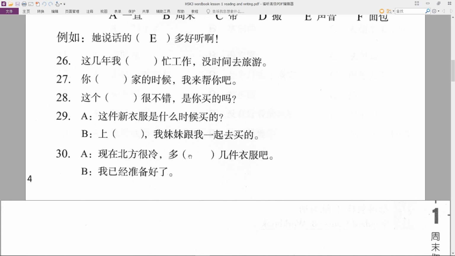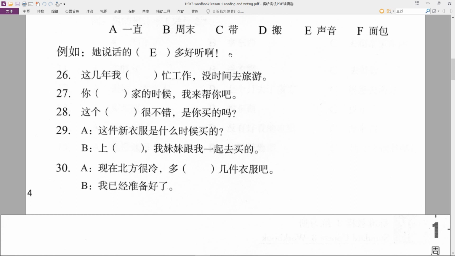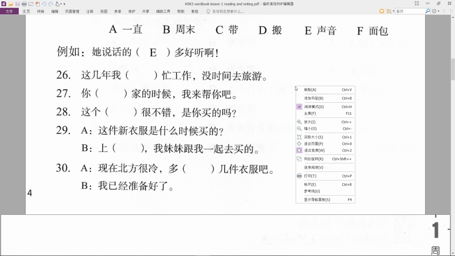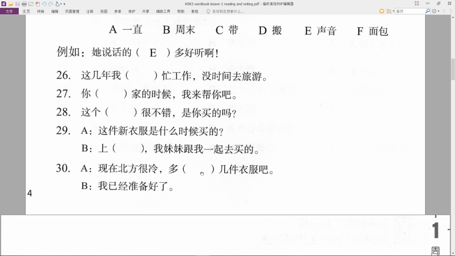现在北方很冷, 多带几件衣服吧. So, 多带几件衣服. 多带, 带 means take, so take more, a few clothes, 吧, suggest. 我已经准备好了, I already prepared well. So now the northern part is very cold. Take a few more clothes. I already prepared.